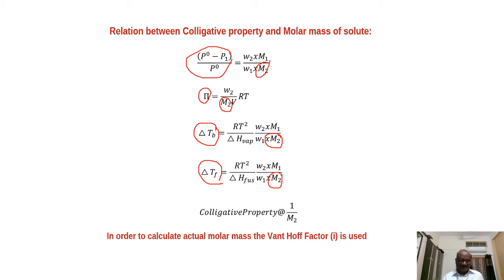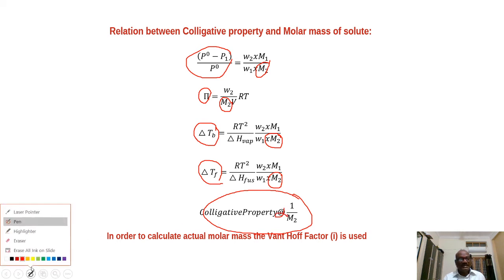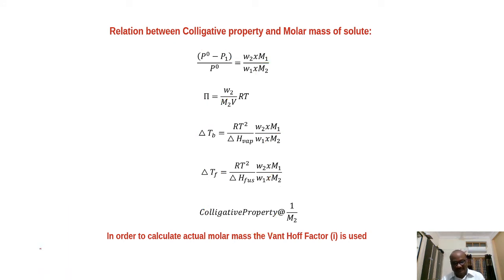In each and every case, how is the colligative property related to the molar mass? The colligative property is inversely proportional to the molecular weight of the solute. So that is the relation existing in the equations.